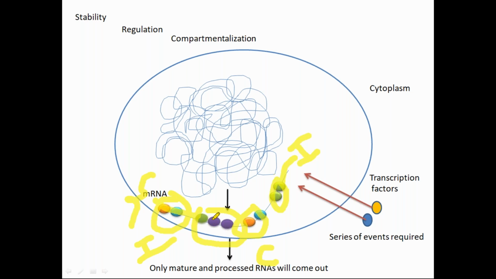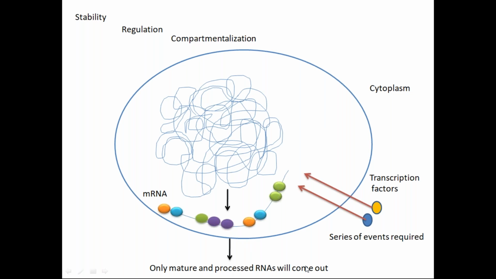If this immature mRNA goes to the cytoplasm, there are chances of mutation. There are chances that this mRNA will not be activated. It will not form its protein. Why? Because it is having these introns. So it is very important that these introns have to be removed. Okay. And only your mature and processed RNA will come out.